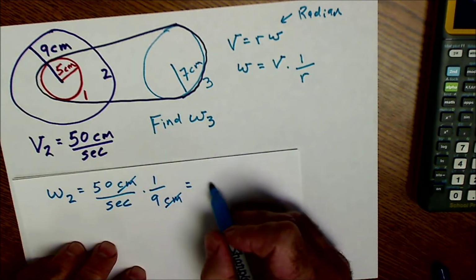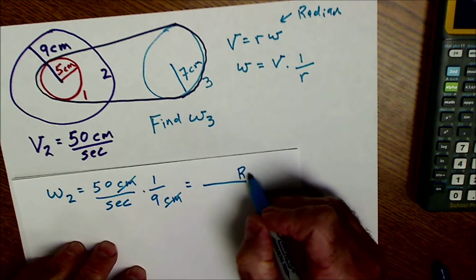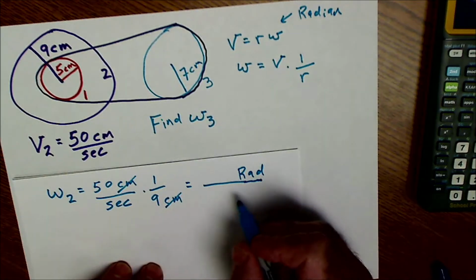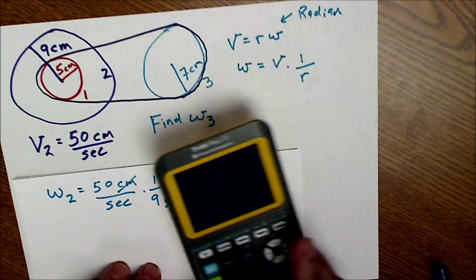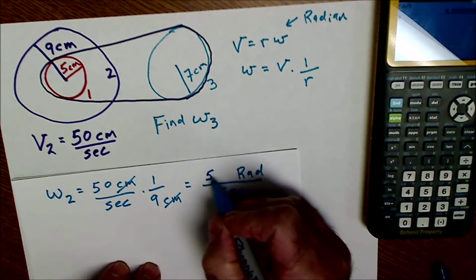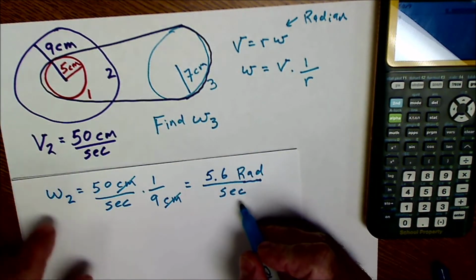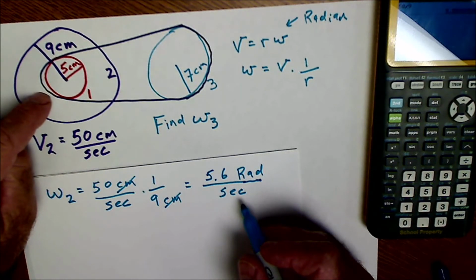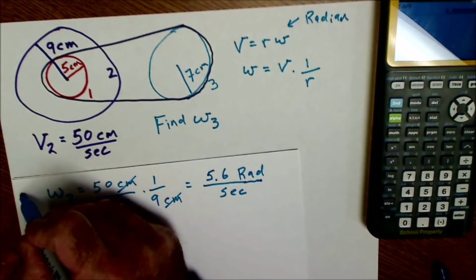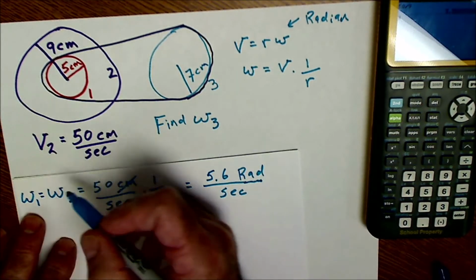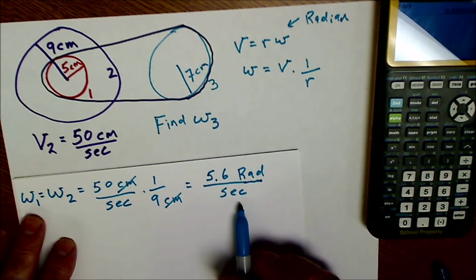Centimeters are going to cancel. That's not going to give me any units in the top. So by default, that's radians, the only unit I could put in. And then that's going to be radians per second. On my calculator, I'm going to do 50 divided by 9 and get 5.6. So that's 5.6 radians per second. That's the angular velocity of gear 2 in purple, but it is also the angular velocity of gear 1 because they have the same axle or the same center point. So angular velocity of gear 1 and gear 2 are equal, and they're 5.6 radians per second.